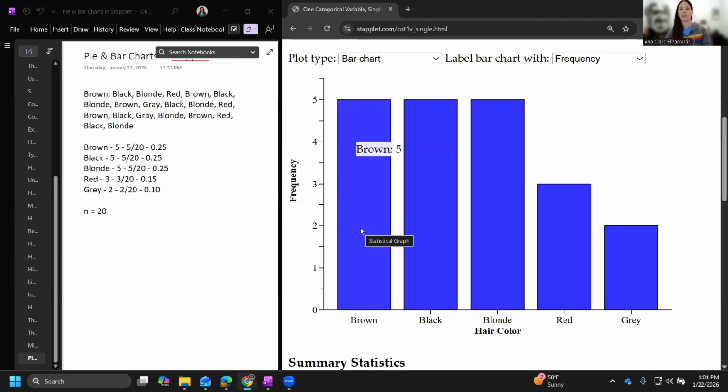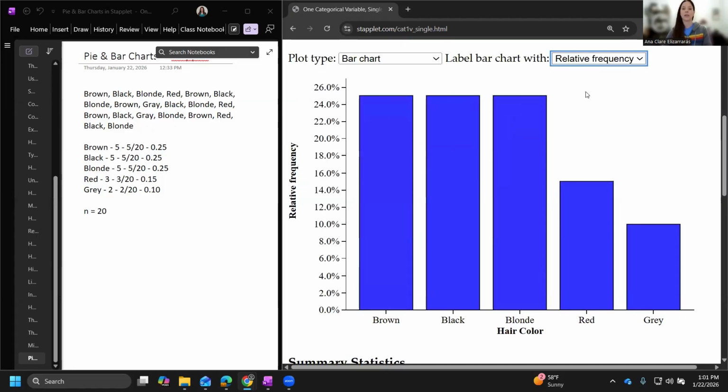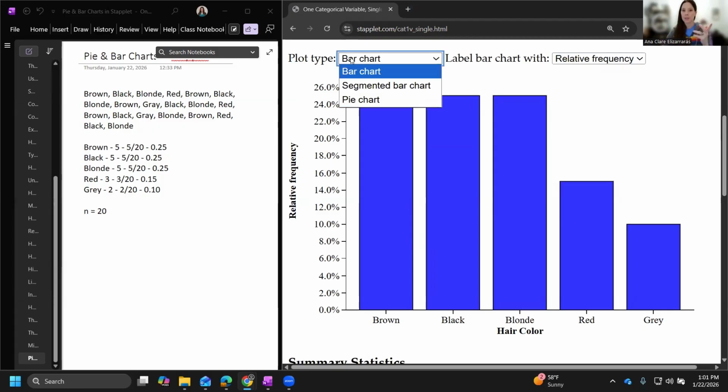And then I have frequency on the left. Now, if I wanted to change this to relative frequency, again, notice the picture doesn't change. The only thing that changes is the percents on the left-hand side. So this is a bar graph or a bar chart. Then plot type, I could change this to a segmented bar chart or a pie chart.